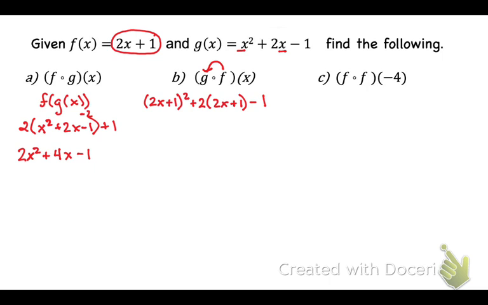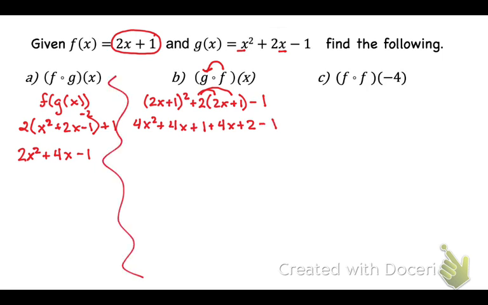Okay, so I have to FOIL the 2x plus 1, yes? So 4x squared plus 4x plus 1. Distribute my 2. So 4x plus 2 minus 1. So 4x squared plus 8x plus 2.